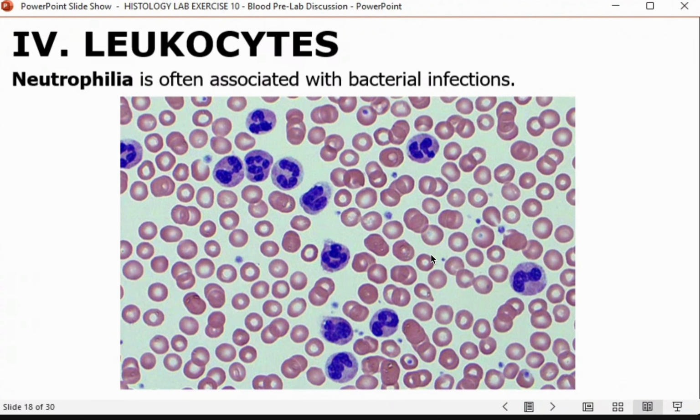Here's a slide of a patient with neutrophilia. Now, normally it wouldn't be this many neutrophils in your blood, but if you have a bacterial infection, it can present under a hematological slide na makikita nyo may maraming neutrophils, as you can see in this picture here.